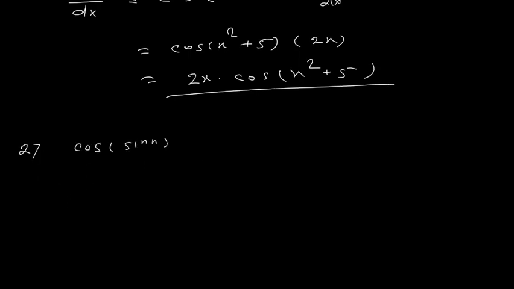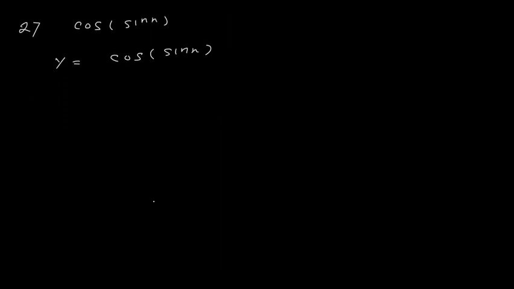The second problem is cos of sin x. So I will consider y is equal to cos of sin x. Now here you see that I have one function cos and inside it one more function, sine. Both are trigonometric functions. In a composite function it is possible that the different functions you have are all of the same type. So here let u equal sin x. Then you have y equal to cos of u, and u, as you know, is sin x.